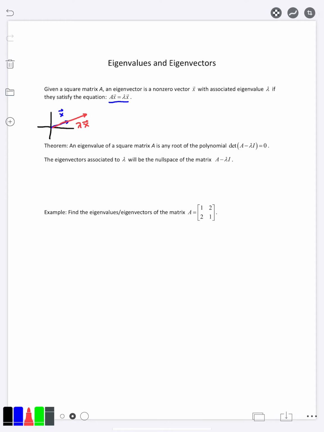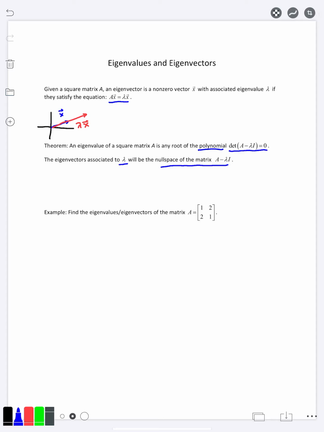Now, how are we going to find them? Well, we have a nice little theorem that tells us that if I want to find the eigenvalues, I will solve the equation determinant of A minus lambda I is equal to 0. And this is going to be a polynomial equation, so we're just going to solve it. We can factor it, maybe use other techniques such as the quadratic formula, whatever helps us solve the equation. Then once we've found our eigenvalues, lambda, for each one of them we're going to be able to figure out the eigenvectors by looking at the null space of the matrix A minus lambda I.